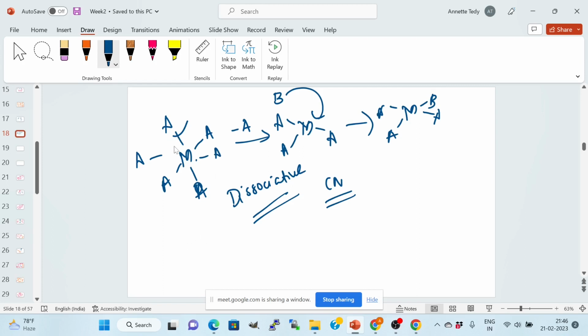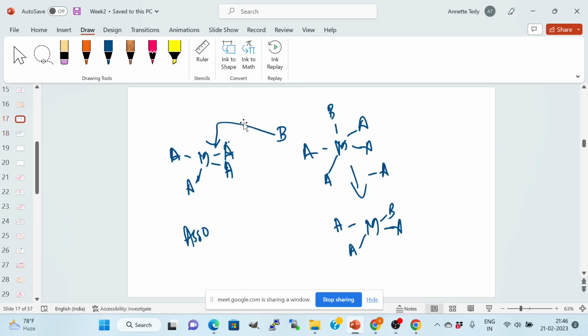For example, for square planar complexes, associative can happen easily because there is so much space above and below the plane. Associative can happen like this. It can come and attack here, then the other one can leave.